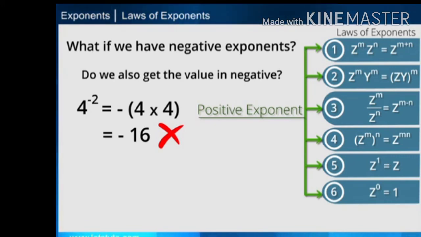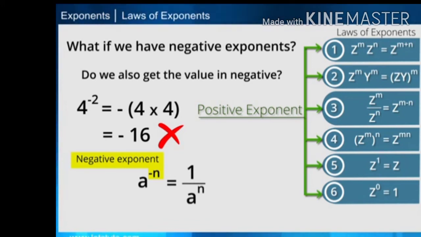If the expression is in the form of a raised to the power minus n, then it is the reciprocal of a raised to the power n. That is, a raised to the power minus n equal to 1 divided by a raised to the power n. That means a negative exponent in the numerator is a positive exponent in the denominator.